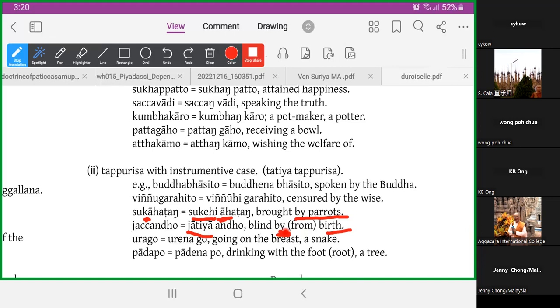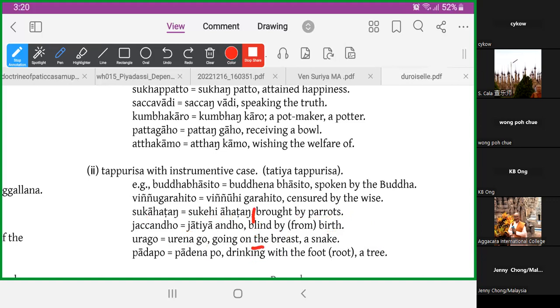So next one is Urena. Urena is "going on by", so there should be a "by" here, by the breast. It means it's crawling. The meaning of "go" here is like gachati, okay? Gachati, go. So "go by the breast" means that the snake is crawling on the floor, crawling on the ground. So it's going on the ground.